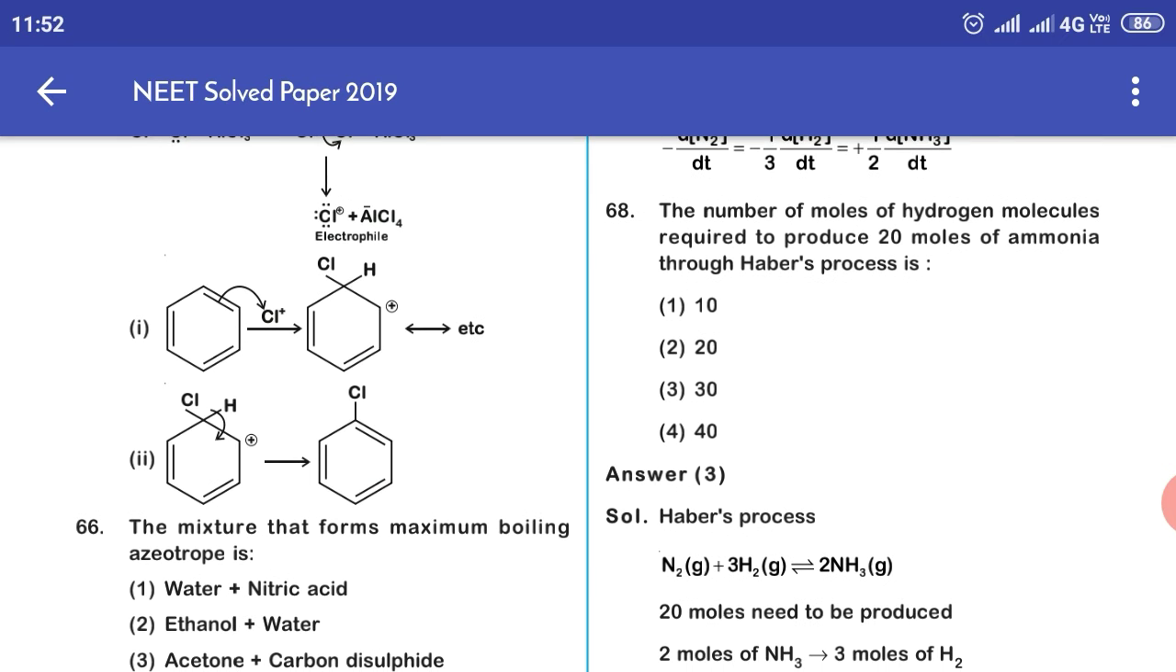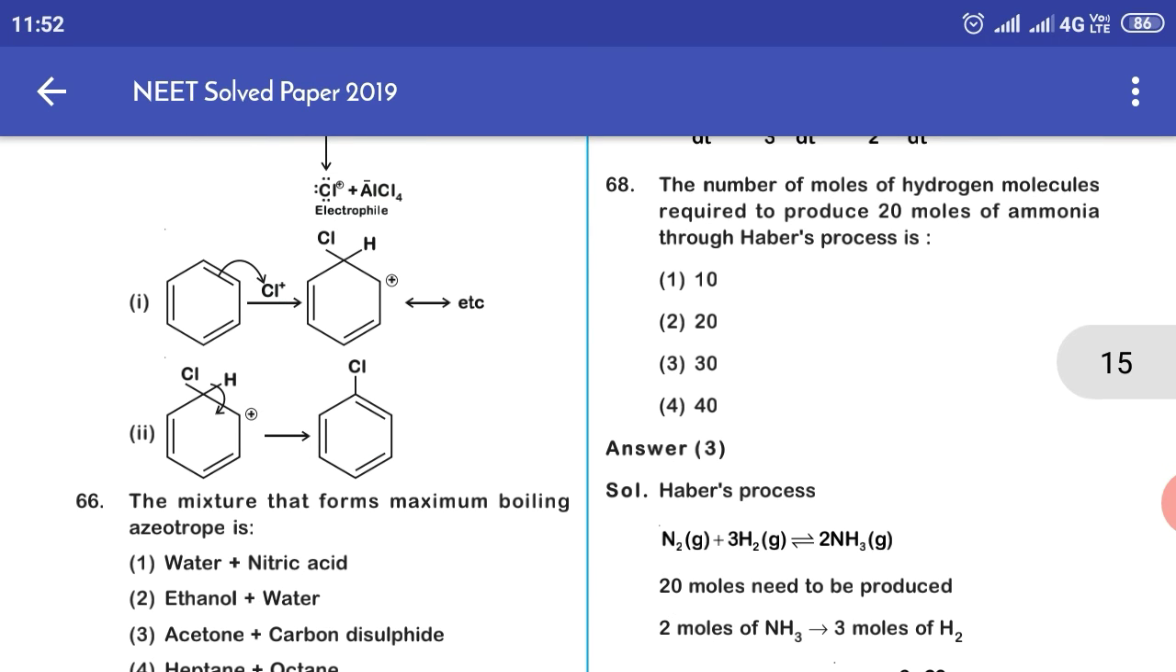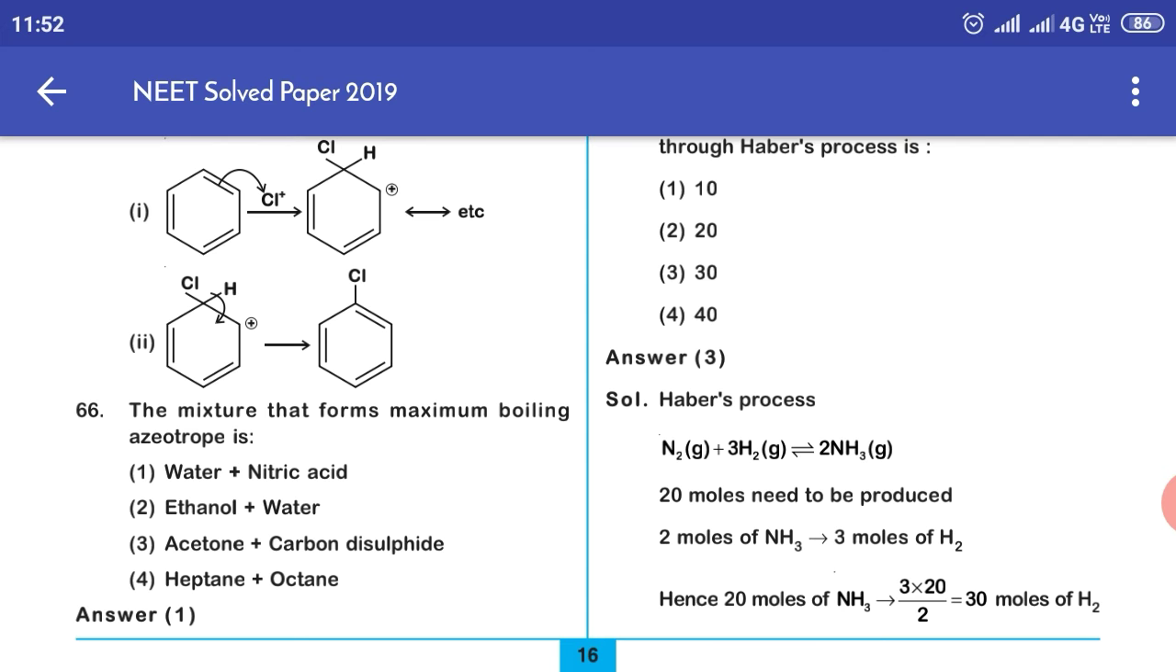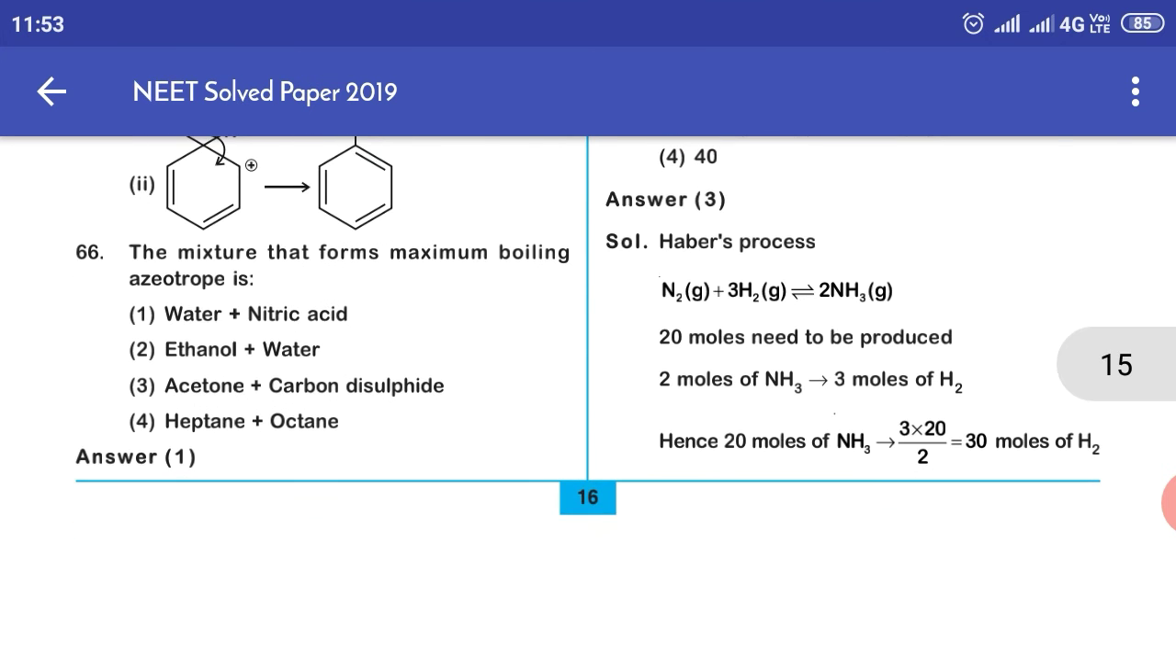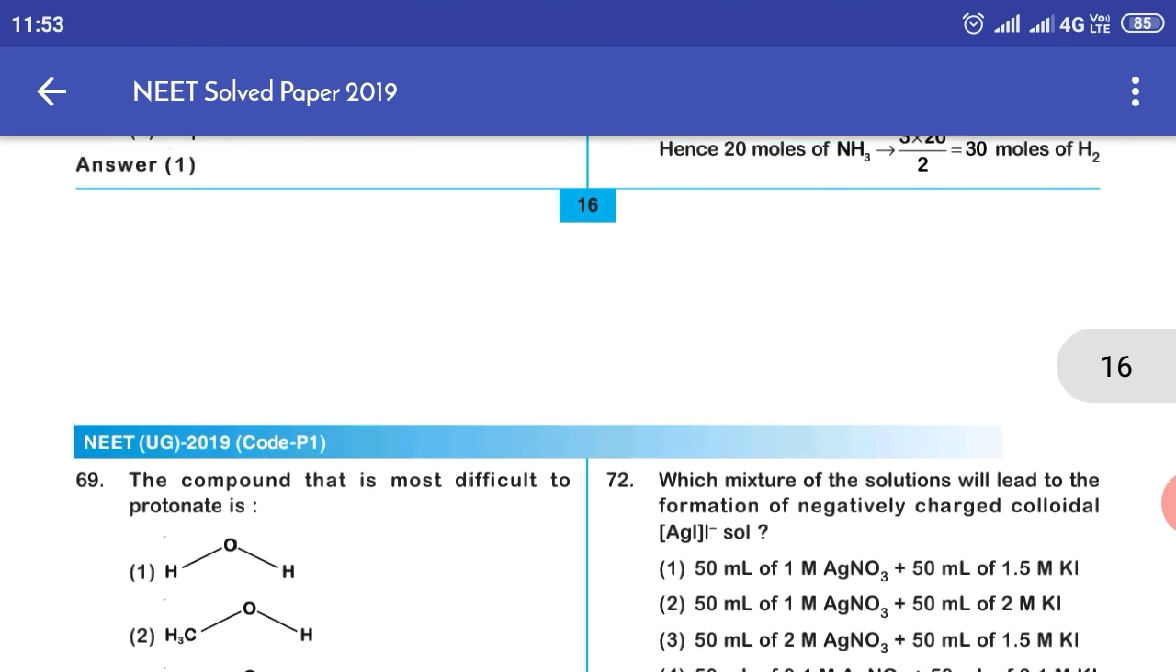The number of moles of hydrogen molecules required to produce 20 moles of ammonia through Haber's process. Here is the equation for the preparation of ammonia. 20 moles need to be produced. 2 moles of ammonia will be formed from 3 moles of hydrogen, so 20 moles of ammonia will form from 30 moles of hydrogen.